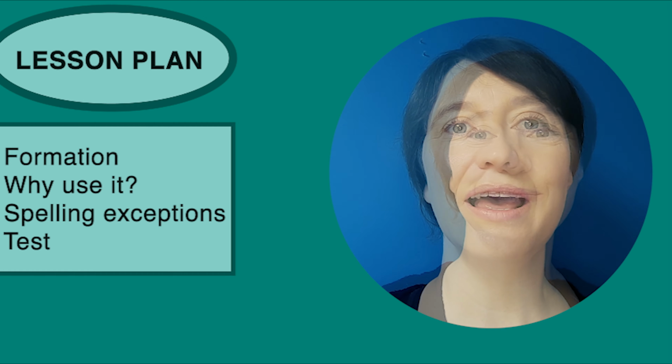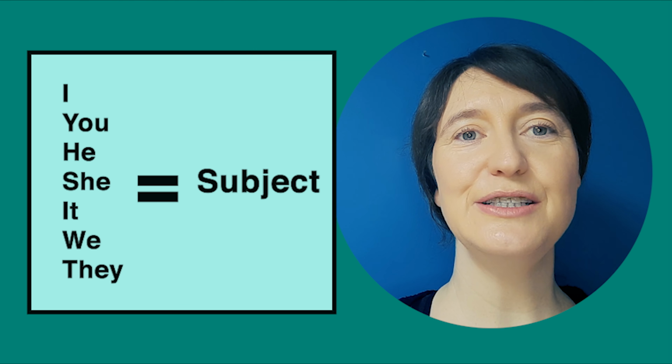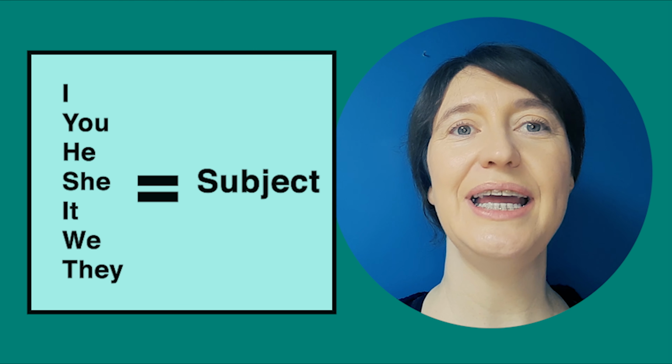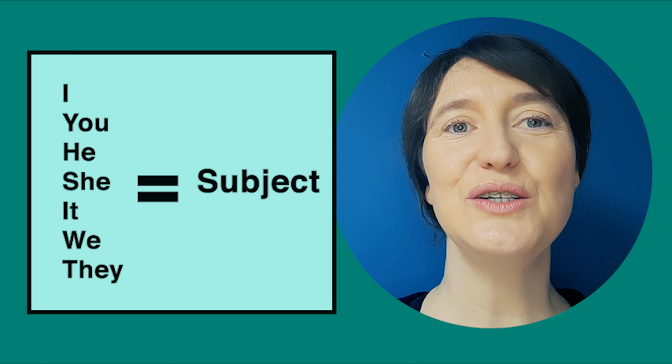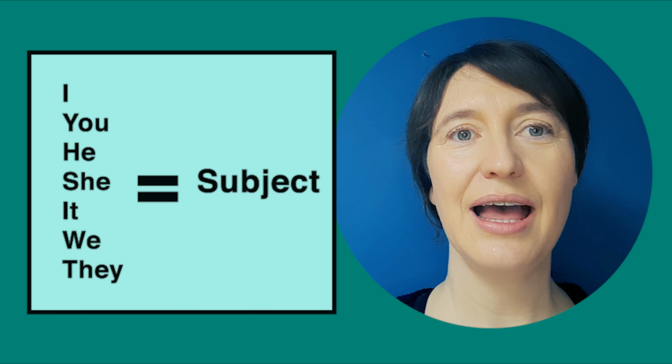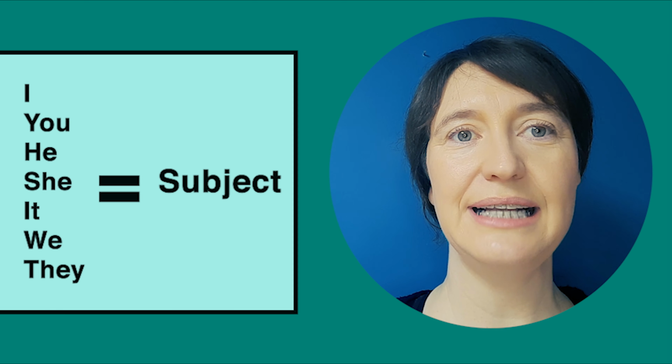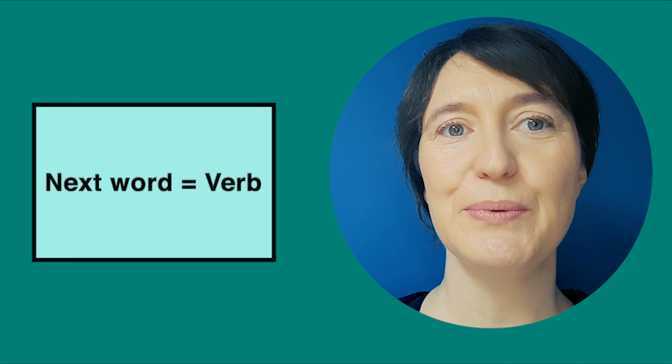Let's get started. The first word of a sentence is usually I, you, he, she, it, we, or they. And this is called the subject of the sentence. The next word in the sentence is called the verb. In this video, I will speak about my daily routine and Sadie's daily routine. Sadie and I have very different daily routines. Let's look at some examples.